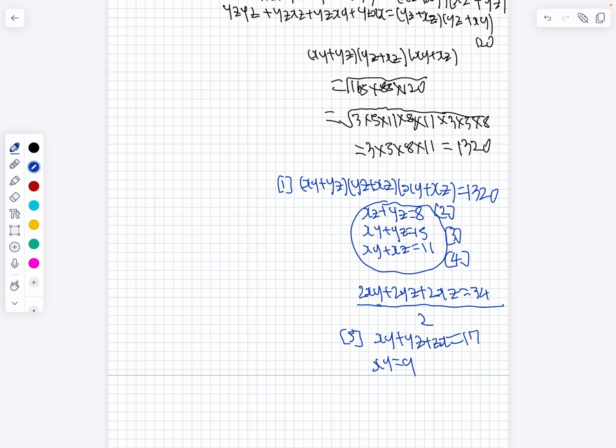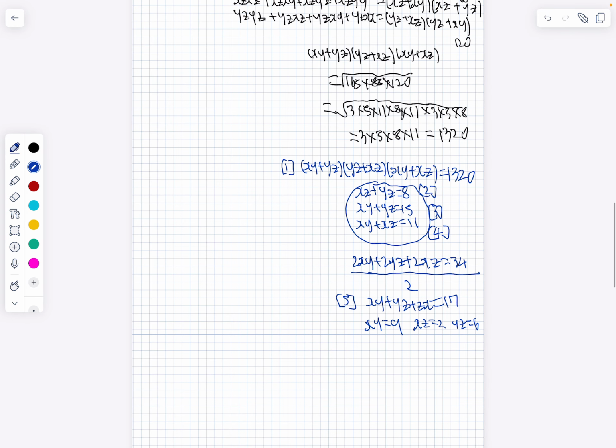And then if we do the same with 3 and 4, the remaining value will be xz, which equals 2. And then if we subtract the last one, the remaining value will be yz, which equals 6. And now let's say each of these are 5, 6, and 7.